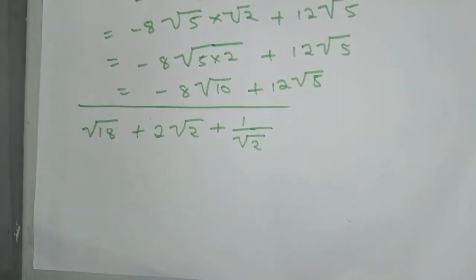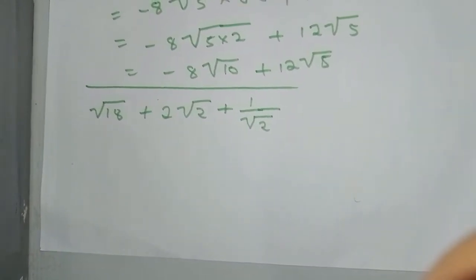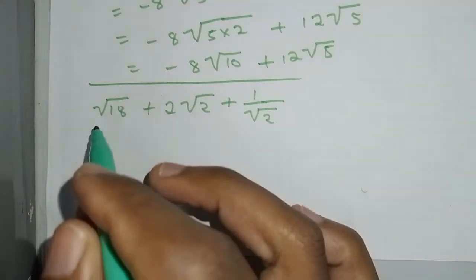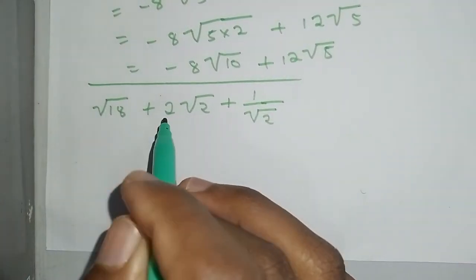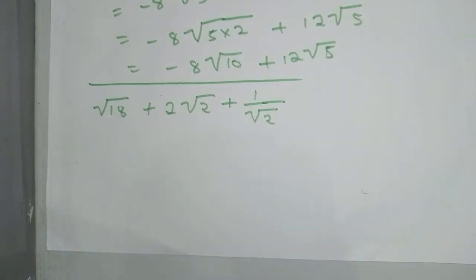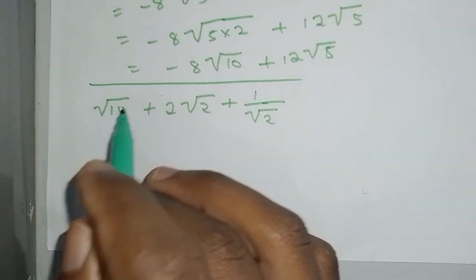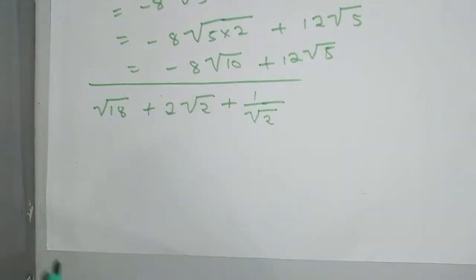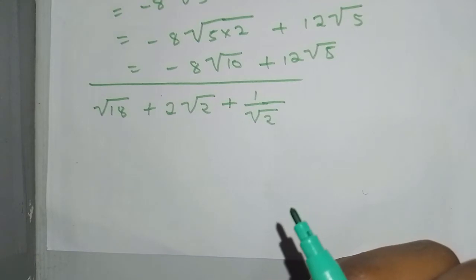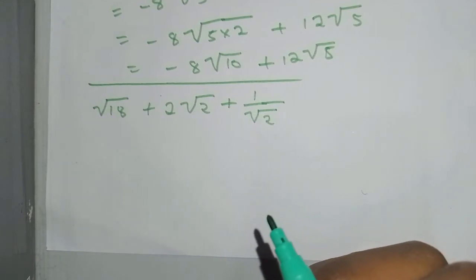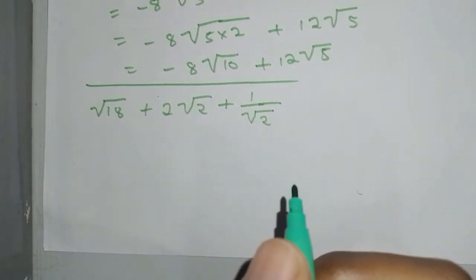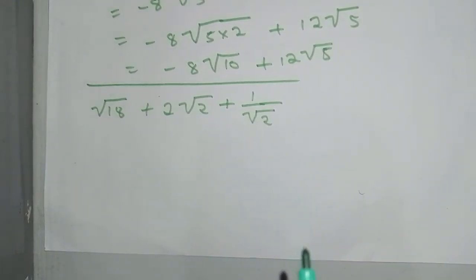Okay, you're given this question. I took it from one of the question papers from 2020. It says that you have root 18 plus 2 root 2 plus 1 over root 2, and you need to simplify it without the use of a calculator. If you punch the calculator, yes, you're going to get the answer, but your answer is going to be wrong, because they specifically said do not use a calculator. Then you decide to break the law and use the calculator.